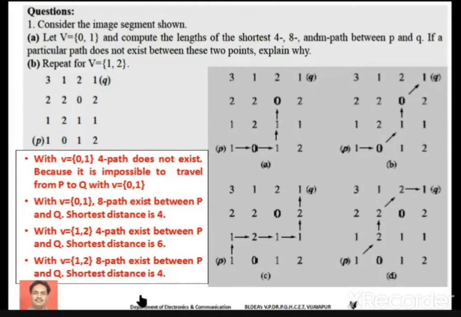Okay. Students, definitely you may get one problem based on this concept in the exam. Try to understand what is 4 path, what is 8 path. 4 path is you are allowed to move horizontally and vertically only. 8 path means you can move either vertically, horizontally, or even diagonally also. But while moving like this, you have to consider the pixels whose values are given in the set V. Okay, this is the solution.